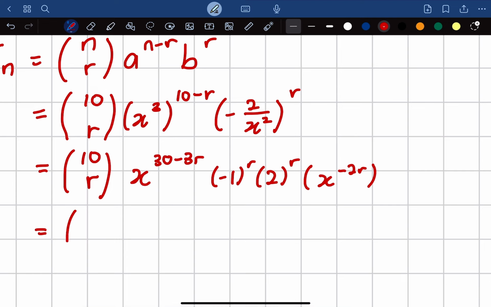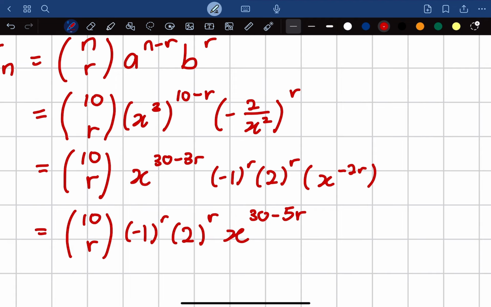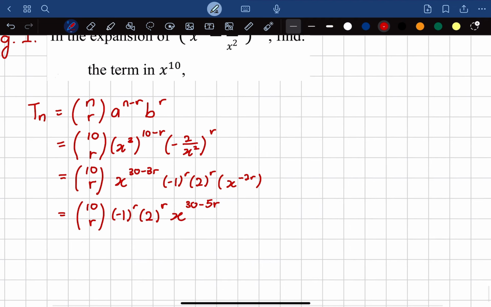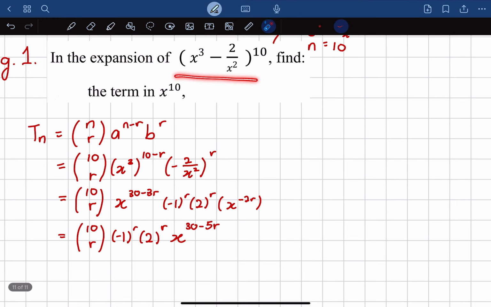This will be simply 10 choose r times negative 1 power r times 2 power r times x power 30 minus 3r minus 2r, because I add them together, this will become 30 minus 5r. Okay, and therefore I found the general term of any term in this expansion here.